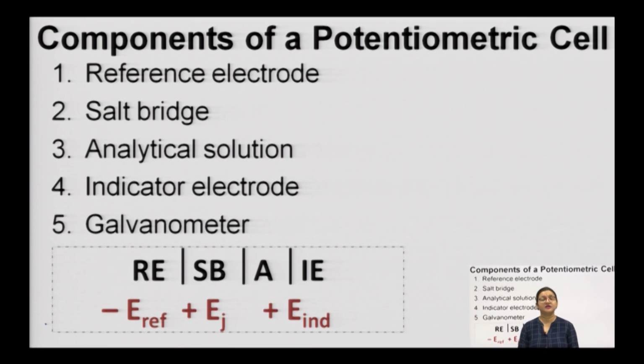Then another important component of the cell is the galvanometer. Exactly, the galvanometer or the voltmeter, which determines the voltage difference, which determines the electrode potential. Determining the electrode potential is the main thing.